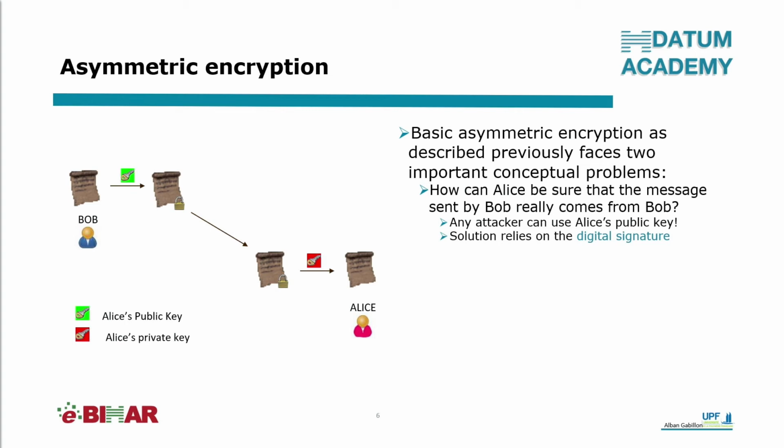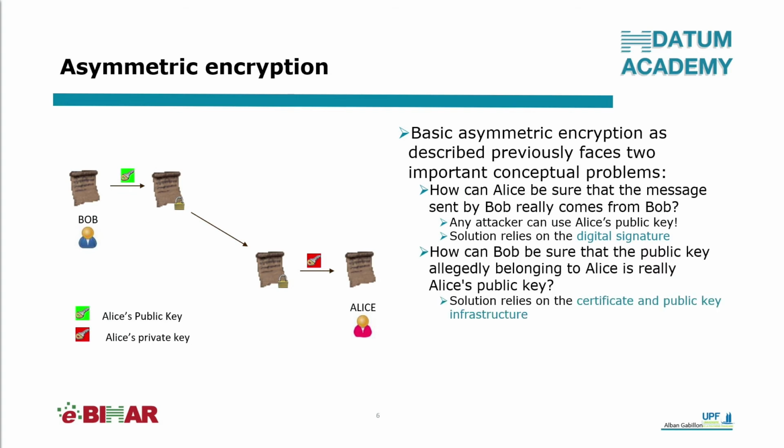Basic asymmetric encryption, as described previously, faces two important conceptual problems. The first is, how can Alice be sure that the message sent by Bob actually comes from Bob? Indeed, anyone can send an encrypted message to Alice, since everyone has Alice's public key. So this is the first conceptual problem of asymmetric encryption. And as we will see later in this course, the solution to that problem relies on the digital signature.